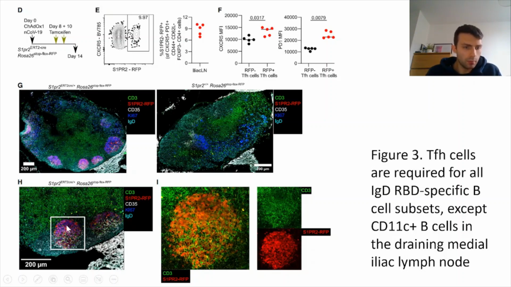In H we have a zoom, and here you can see a follicle which is boxed around with a white box, and this is then further zoomed in I. And what we can see is S1PR2 overlaps both with CD3 positive green T cells, but also with other cells which we know to be the B cells. And so we can say that here we have germinal center Tfh and germinal center B cells being generated by the ChAdOx vaccine, and this is some nice imaging which we were able to include.